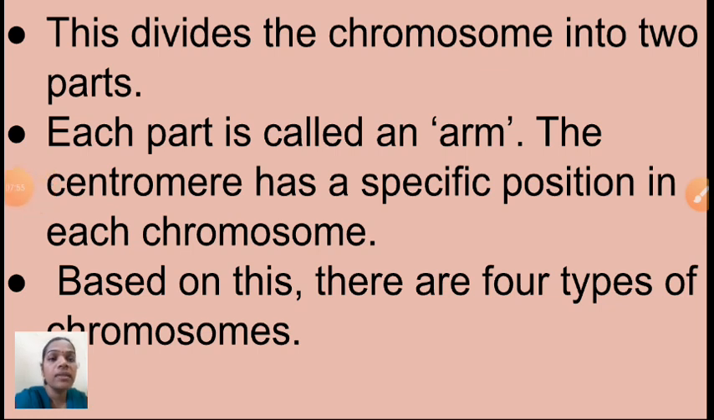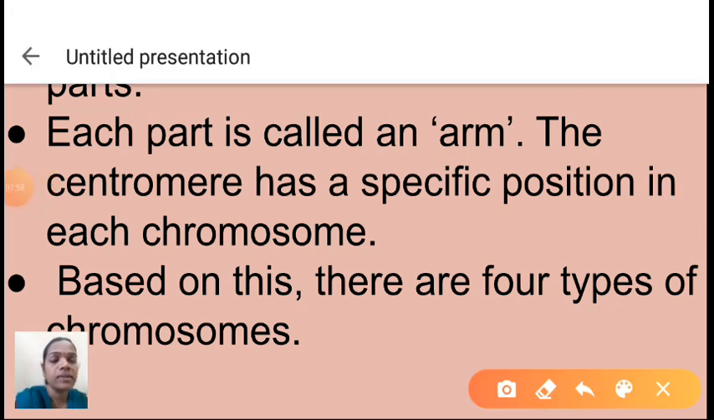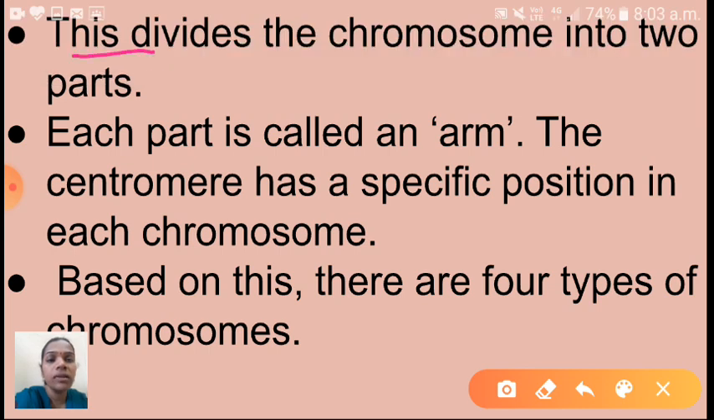So children, see here, this divides the chromosome into two parts. That means the centromere, the constricted region, primary constriction or centromere, divides the chromosome into two parts. Each part is called an arm. That already we saw, isn't it, children? The centromere has a specific position in each chromosome. It is not compulsory that the centromere is always located in the middle part. So each part of a chromosome is called what? Arm. The centromere has a specific position in each chromosome.